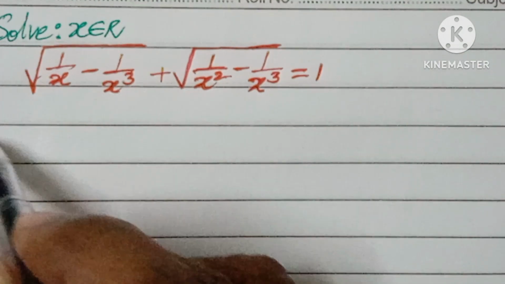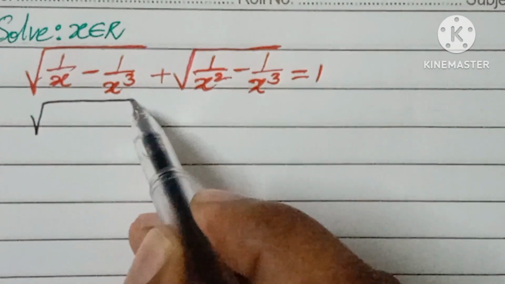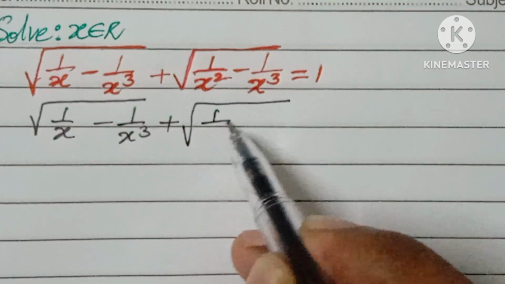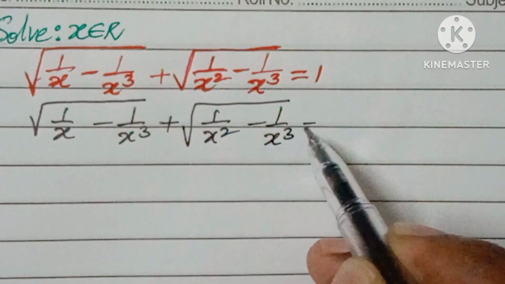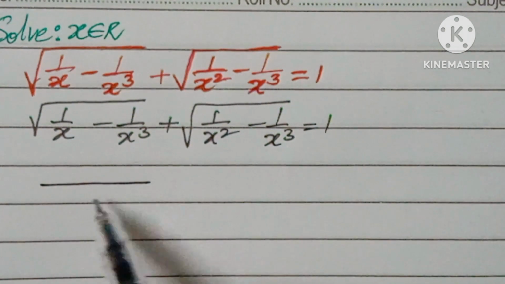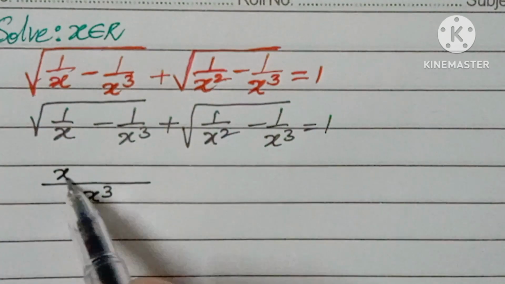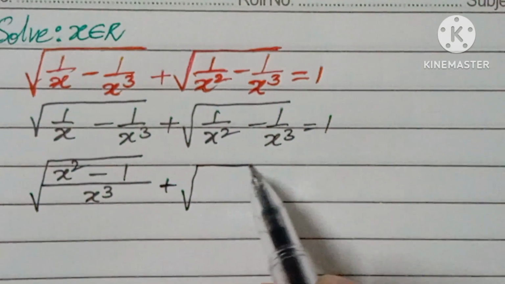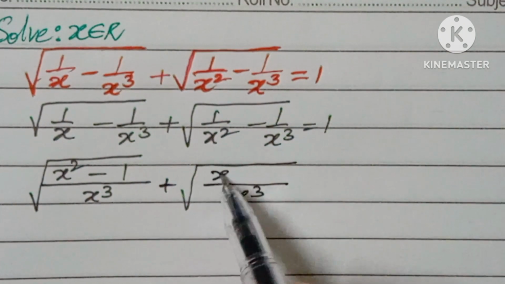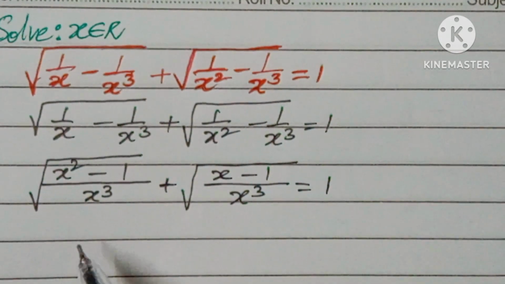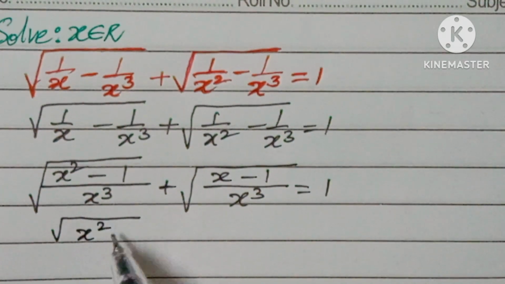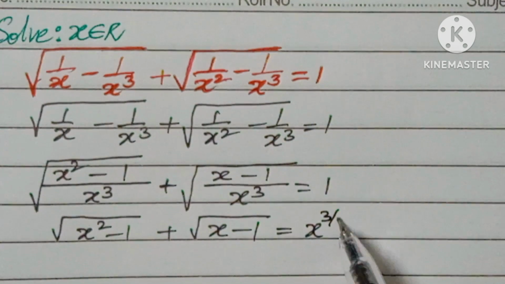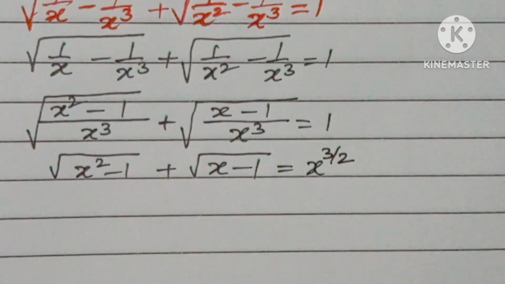So how to solve this problem? Here given square root of 1 by x minus 1 by x cube plus square root of 1 by x square minus 1 by x cube is equal to 1. Now if you take the LCM, here x cube in the denominator, square root of x square minus 1 plus square root of x minus 1 is equal to 1. This can be written as square root of x square minus 1 plus square root of x minus 1 is equal to x to the power of 3 by 2. The denominator we are taking to that side.